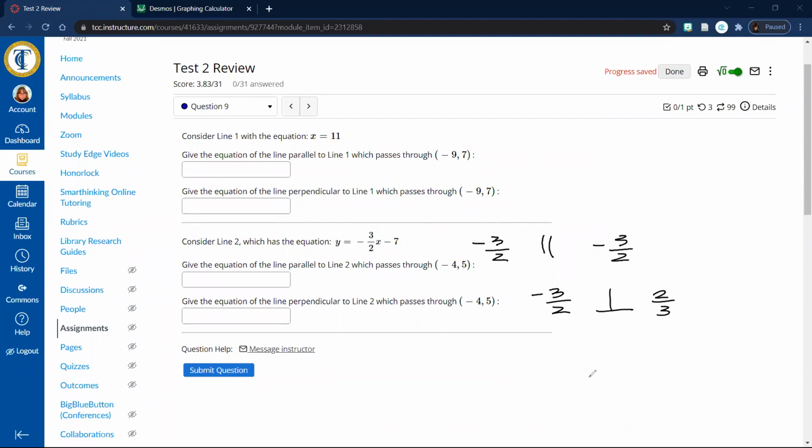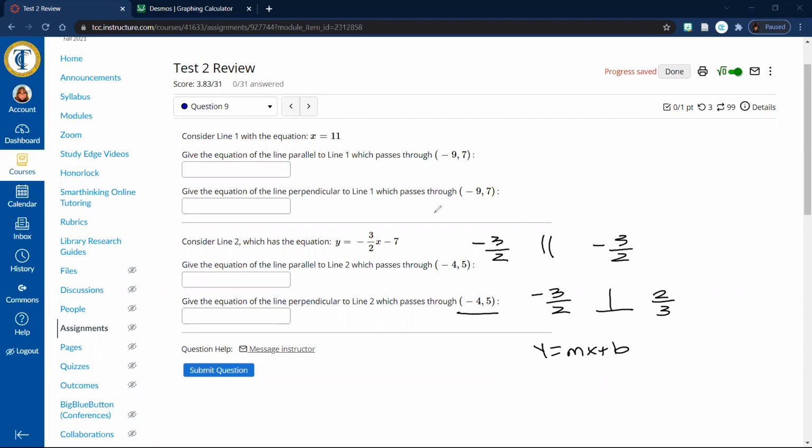And we would do the y equals mx plus b thing. Then from here you do the y equals mx plus b, plug in your point, and solve for b. Find your equation.